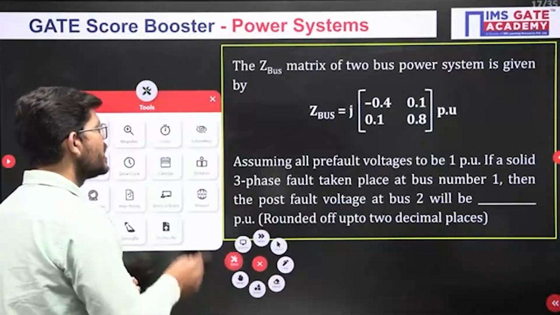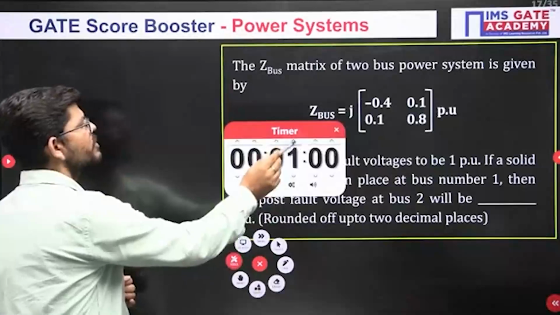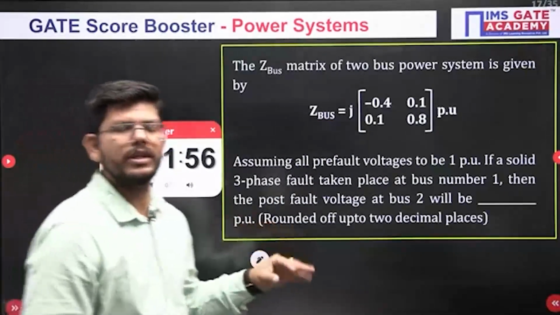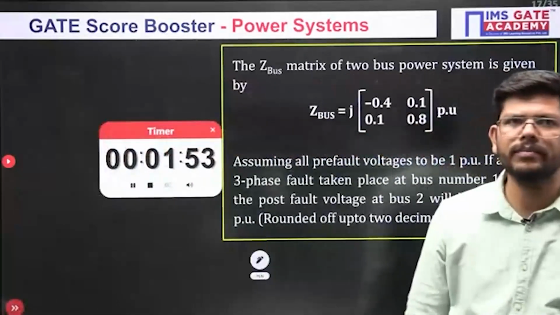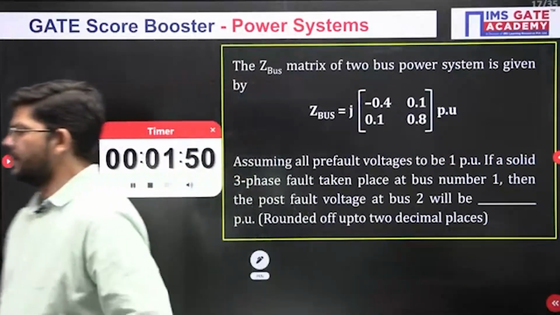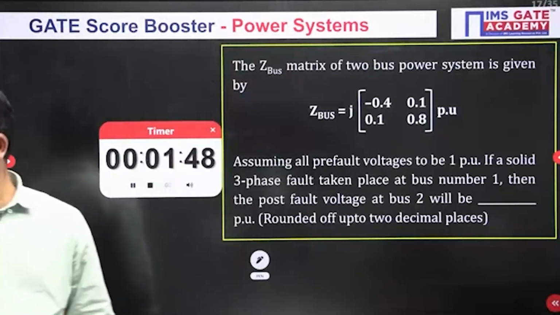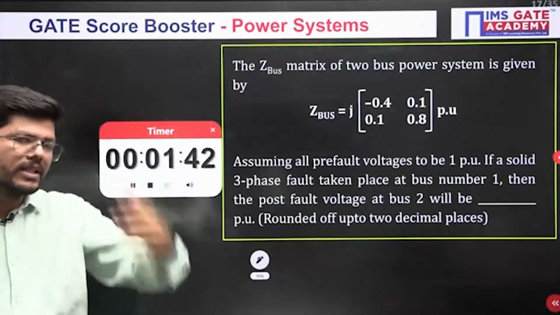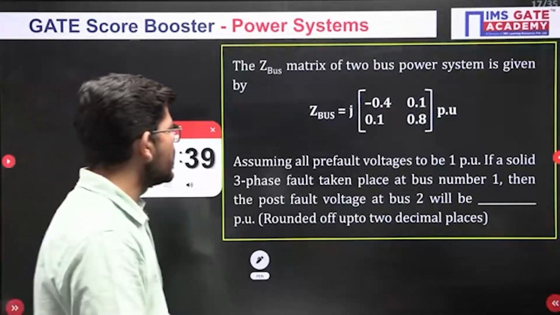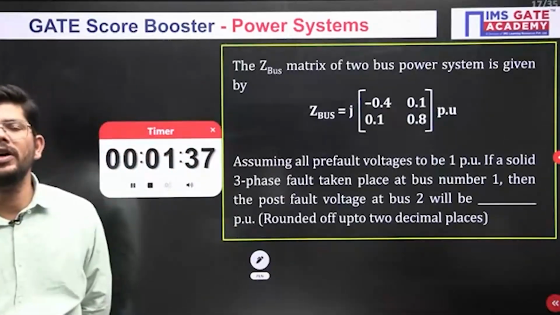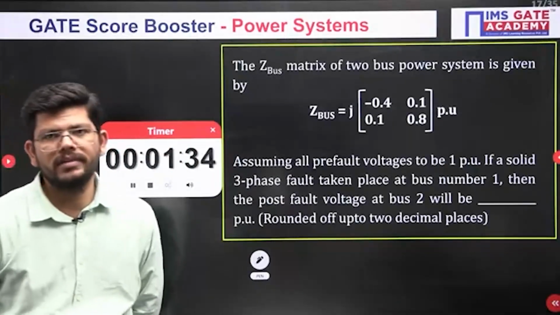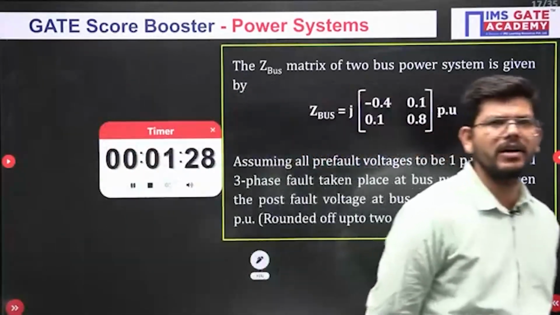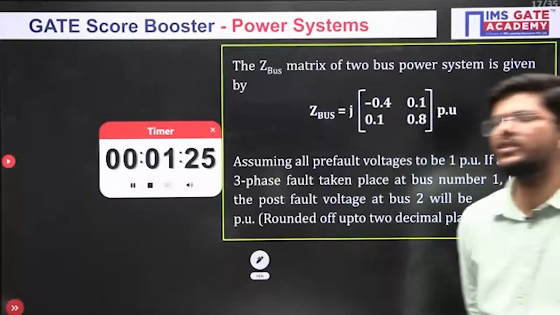This is very easy and a very, very important question. GATE authorities are in true love with these kinds of questions. They will definitely give you these kinds of questions in the exam. Z-bus matrix is given to you. You have to find the post-fault voltage at bus 2, and the fault is happening at bus number 1. Very simple analysis. In these types of questions, very simple analysis is used.